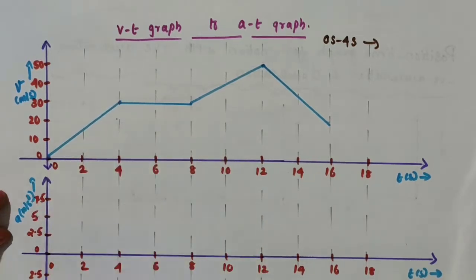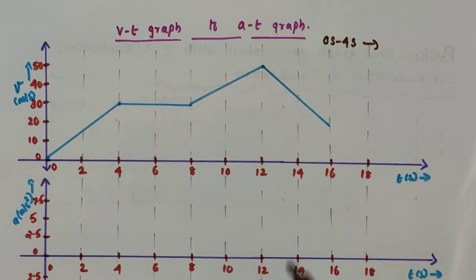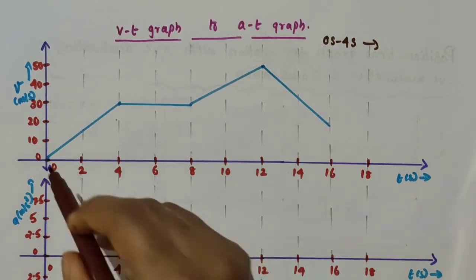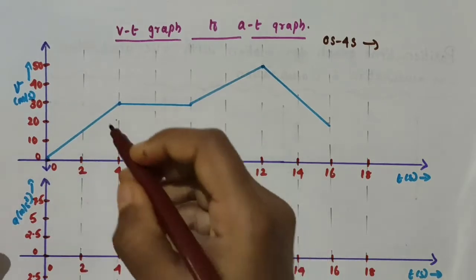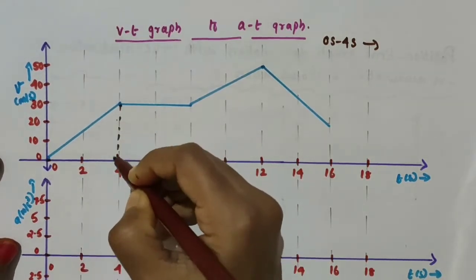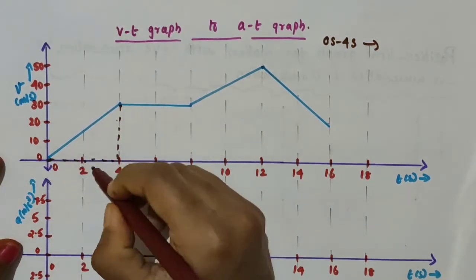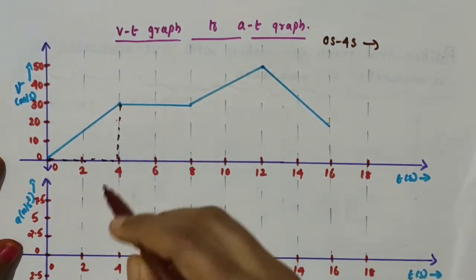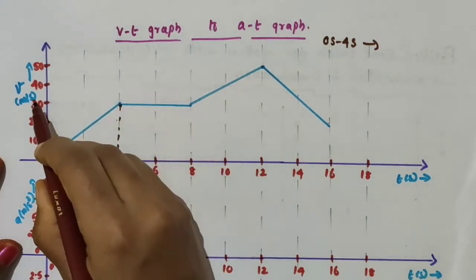So what about the acceleration? We know that acceleration is the slope of the velocity time graph. So we just want to find out the slope of this graph. How can we find out the slope? We just want to form a triangle here. Then this side divided by this side will give you the acceleration. What about this side? This one corresponds to 30.